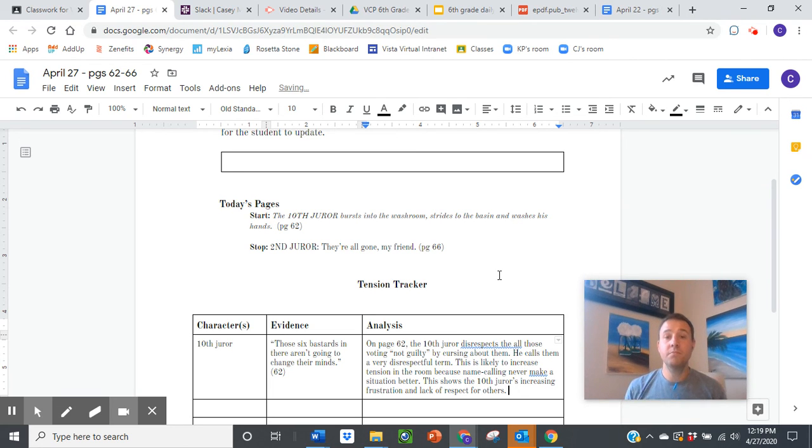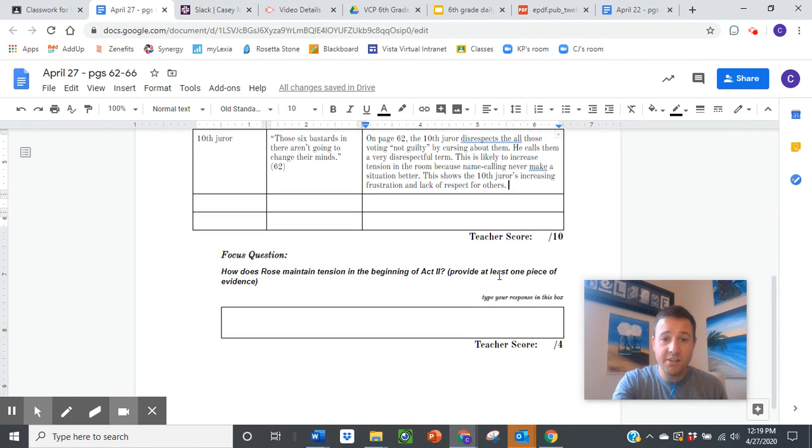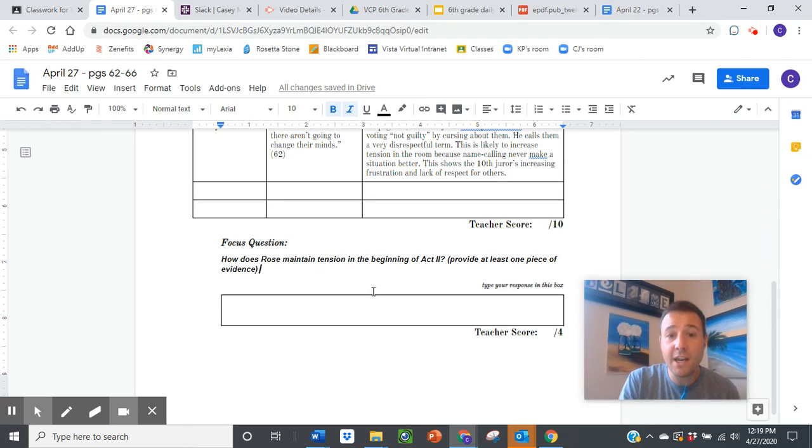So look for examples of character conflict, and in your analysis think, how is this going to make the room even more tense? How is this going to build tension? Same question as Friday: what did Rose do? How did he maintain the tension in the room?